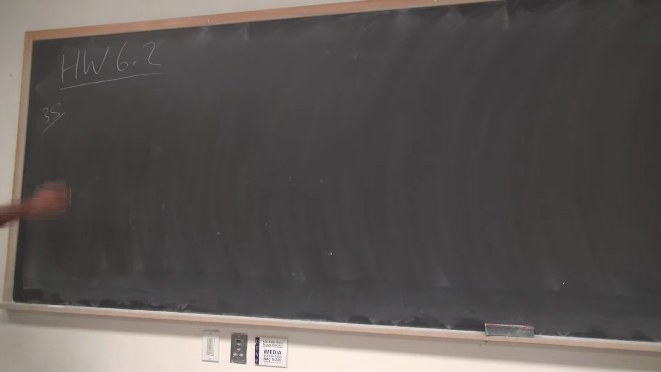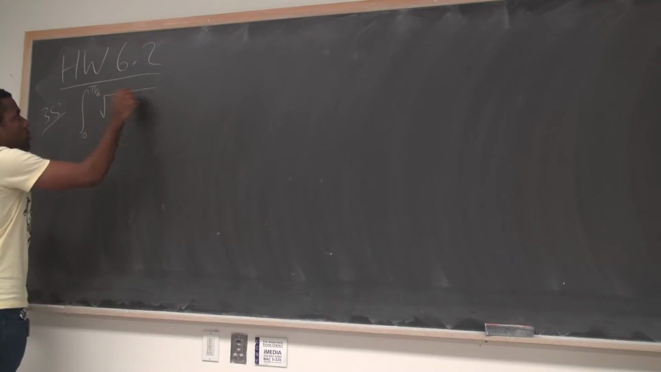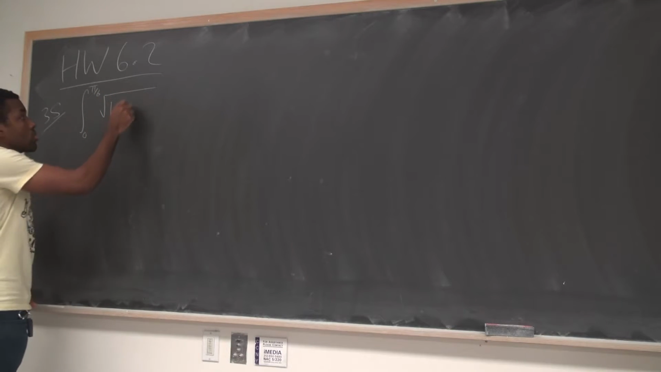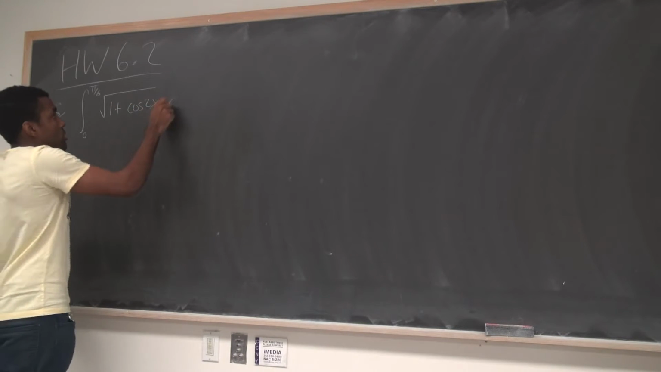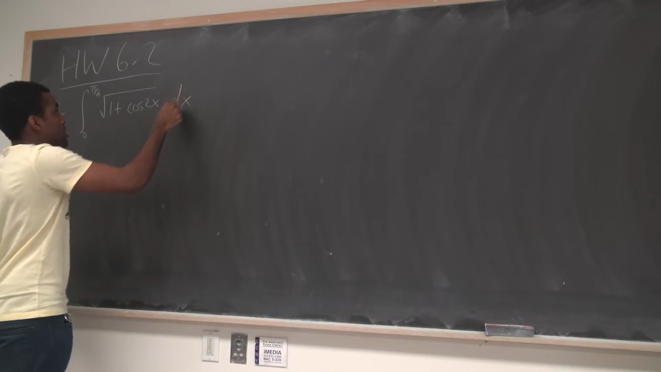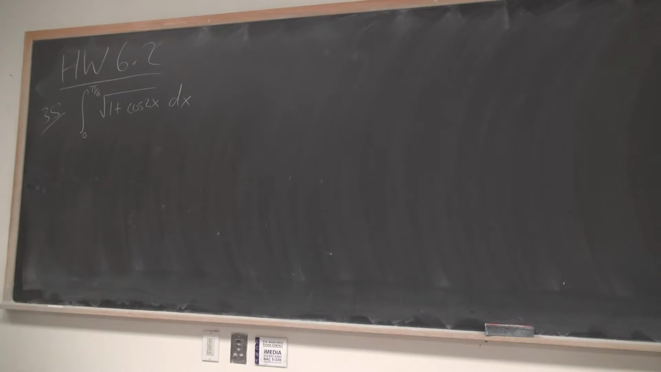What was it? 5, 6. The integral of the radical of 1 plus cosine 2x dx. That's it. Who tried it? You can multiply by 2 and then make it cosine squared x. No, use the half angle formula to change cosine 2x into something in terms of cosine squared.